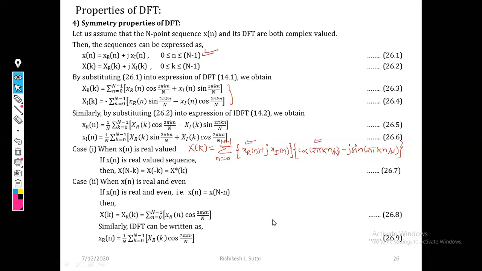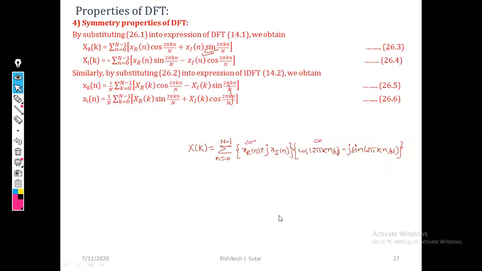Let us move further. Yeah, this I have brought for quick reference. Let us erase this. This equation we will keep as it is for our reference. The next part is x of n is to be real and odd.